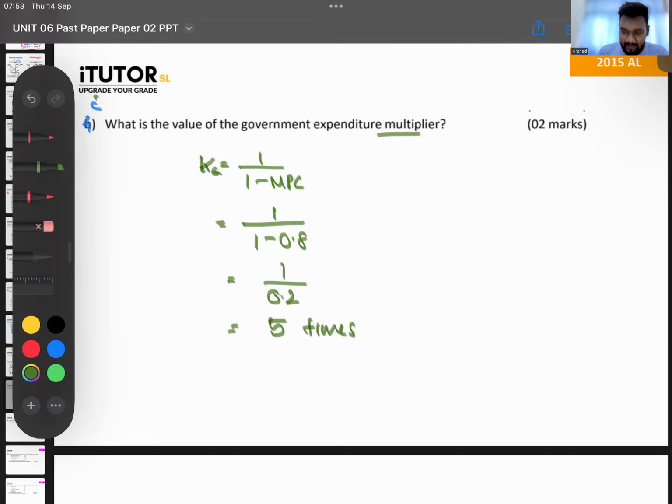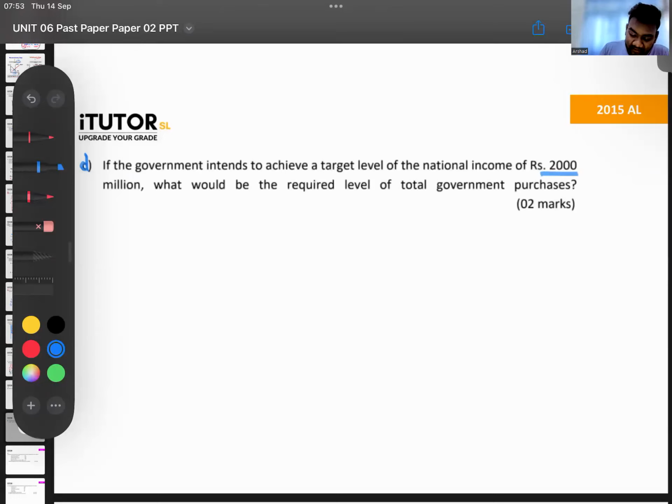Part D is saying, if the government intends to achieve the target of national income of 2000, what would be the required level of government purchases? You can start at any point, even at 1250, or you can start at 1750. Where did you all start from? At part A it's 1250, and in part B the answer you get is 1750. I think you can start at any point, because the final answer you get should be the same.